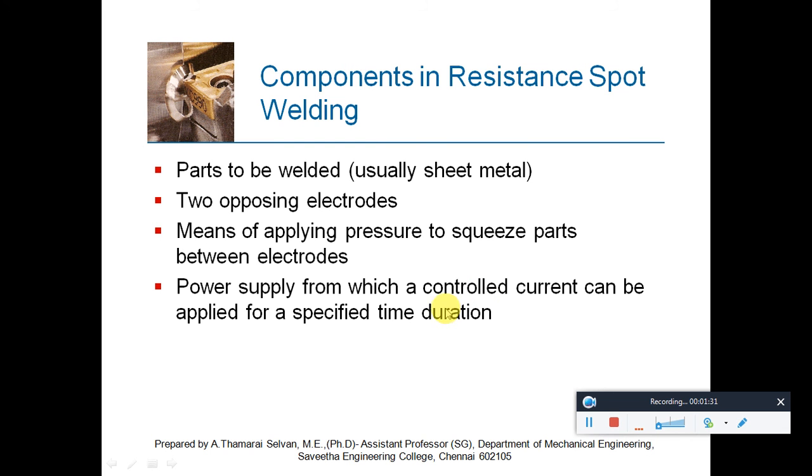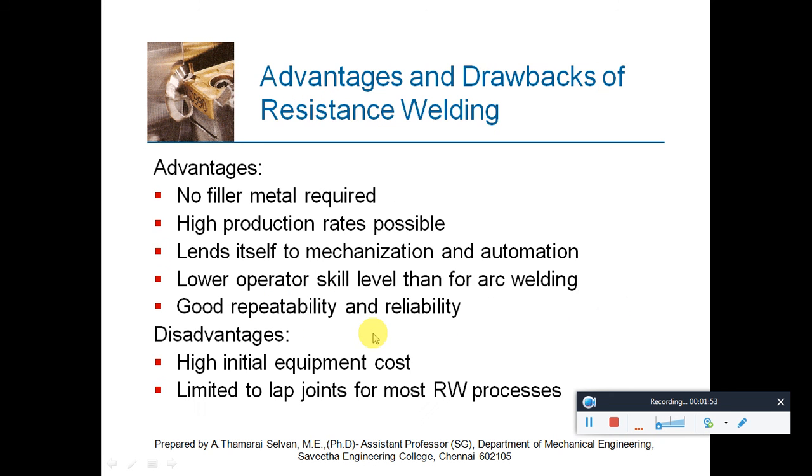And the components of resistance spot welding are the parts to be welded. Usually sheet metals are used for this type of resistance welding. Two opposing electrodes, and we have to apply pressure to squeeze the parts between the electrodes, and there is a power supply from which a controlled current can be applied for a specific time duration.